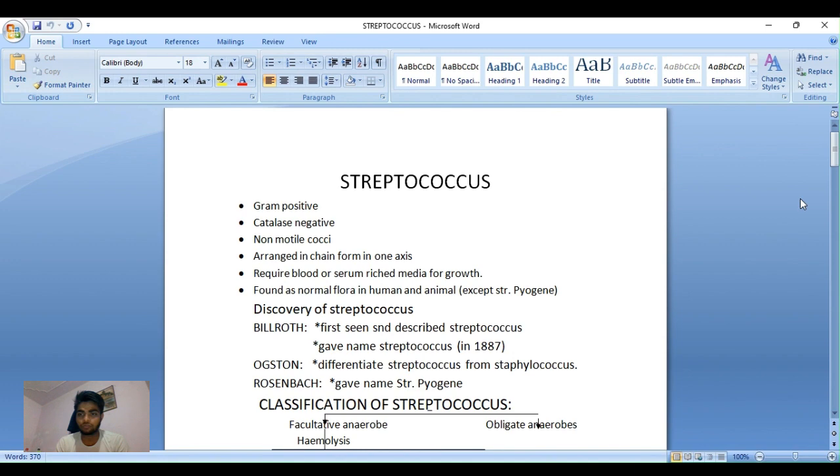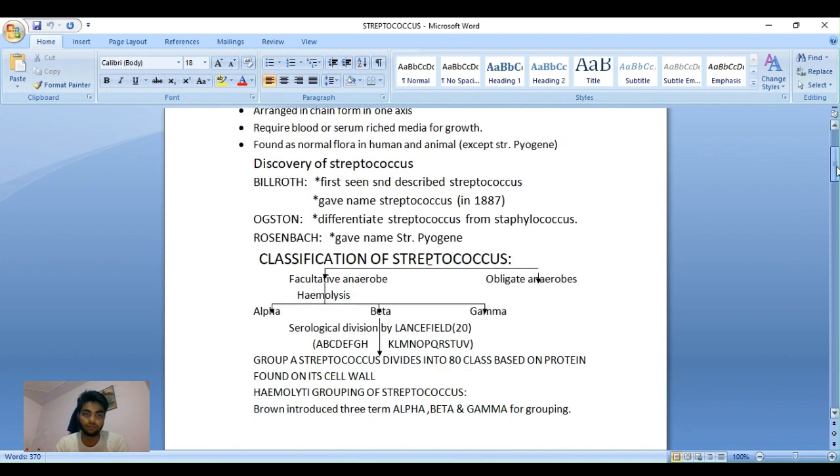Discovery of the streptococcus. There are the names of some scientists who made their contribution in order to discover the streptococcus. First is Billroth. Billroth saw and described the streptococcus and gave the name. After that there is Augustine, and his contribution is how we can differentiate streptococcus and staphylococcus. He gave the difference between the streptococcus and the staphylococcus.